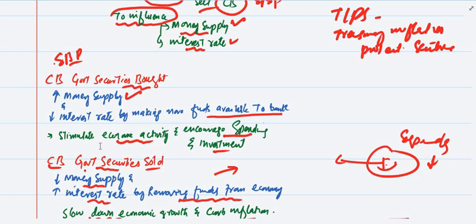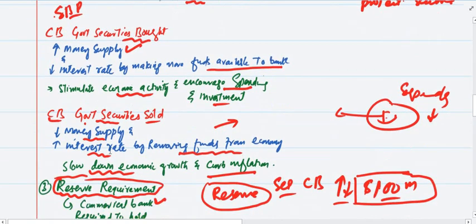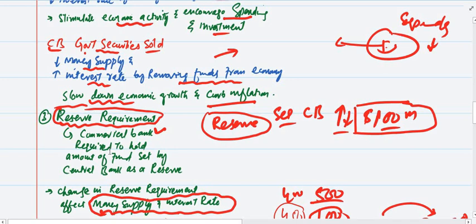And now when the central bank sells government securities, this will reduce the money supply, and when the money supply reduces, spending will also reduce in the economy. The second thing is that it raises the interest rate.